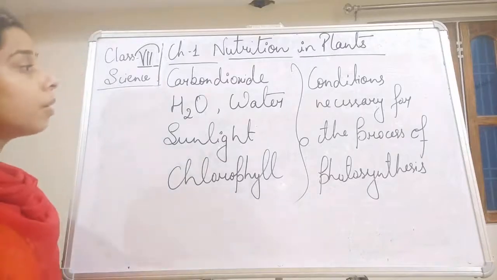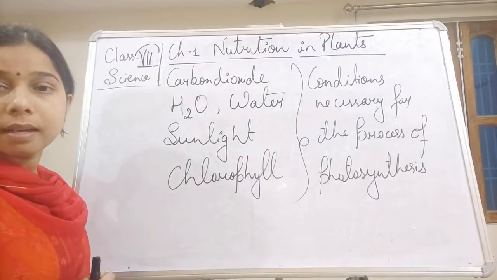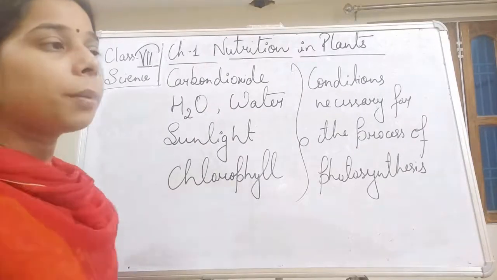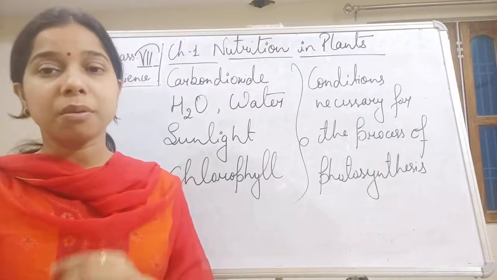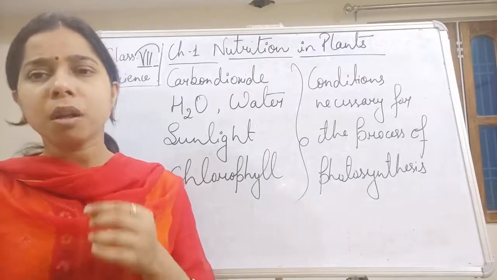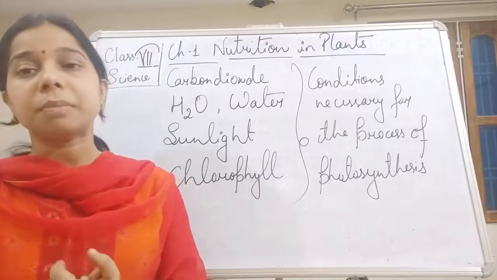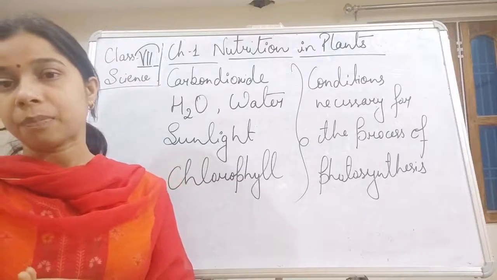You see, students, if we talk about carbon dioxide, I already had discussed it, that we basically obtain carbon dioxide with the help of the stomata. Stomata is what? These are the small, minute pores which are basically present on the surface of the leaves.